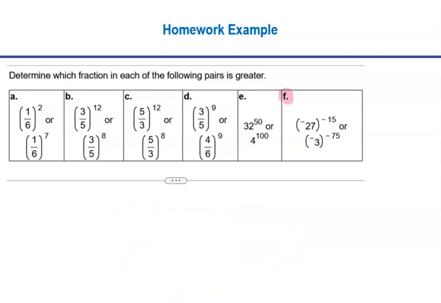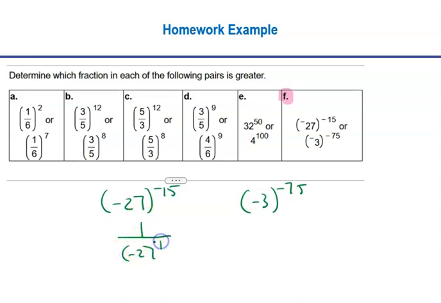Negative 27 to the negative 15 power. So I'm going to take negative 27, raise it to the negative 15. I'm trying to compare that to negative 3 raised to the negative 75 power. First of all, these negative exponents are driving me nuts. So let's rewrite this as negative 27 to the positive 15 power versus 1 over negative 3 to the positive 75 power. Now, negative 27, I could write with a base of negative 3.